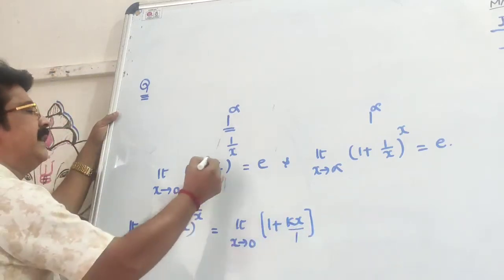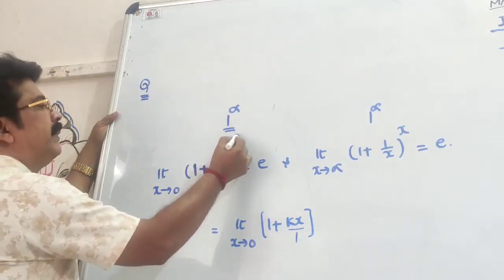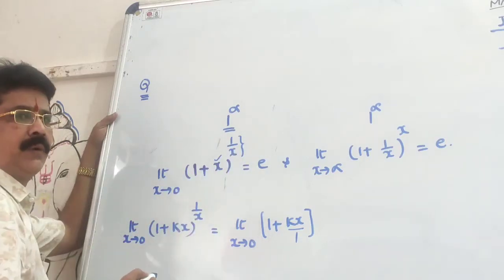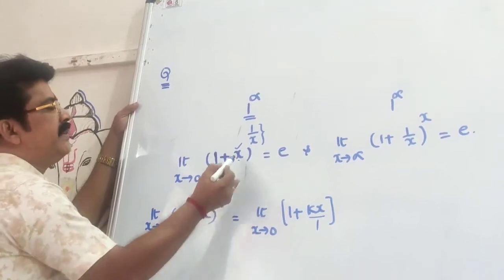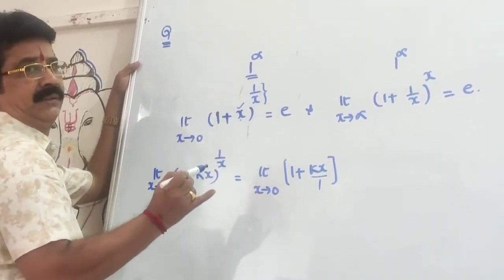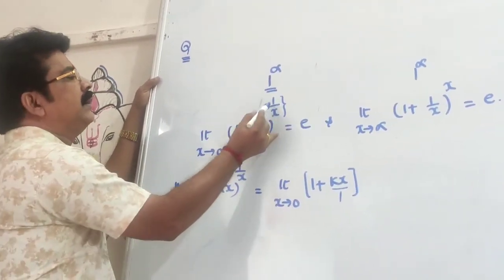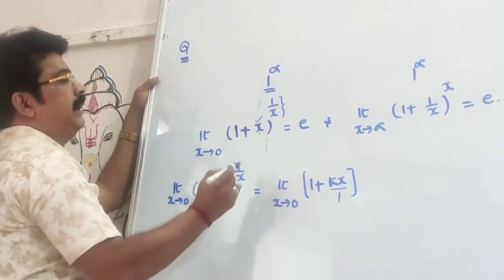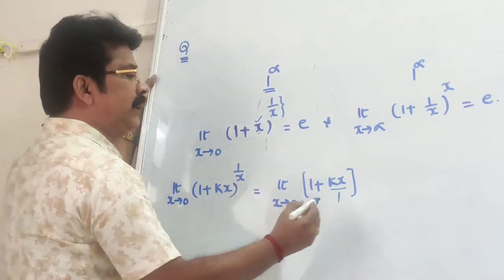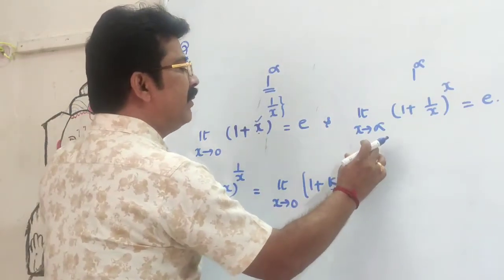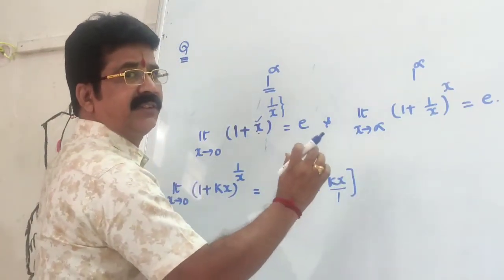Here, we observe that the base has x, but the exponent is its reciprocal. If it is donkey, it will be 1 by donkey. If it is horse, it will be 1 by horse. If it is dog, it is 1 by dog. Like that, it is x here and 1 by x, the reciprocal. Therefore, we must have in the exponent place its reciprocal.